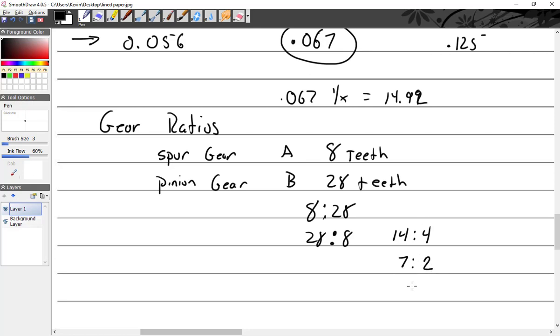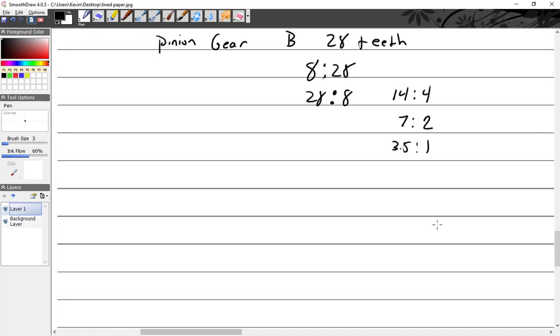What if I want to get it down to 1? 3.5 to 1. So it's just a ratio. We're going to talk more about gear ratios. They're the exception to the rule for solving problems, but it's an easy exception. You just have to keep that in mind.